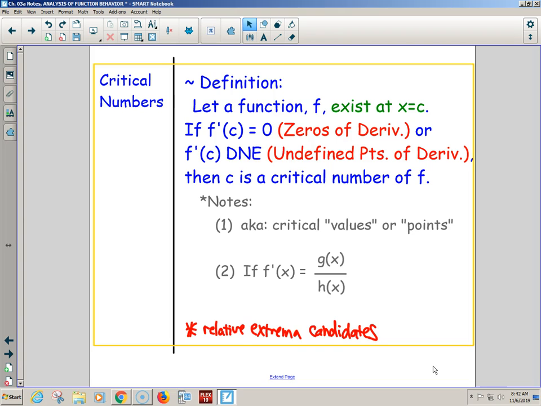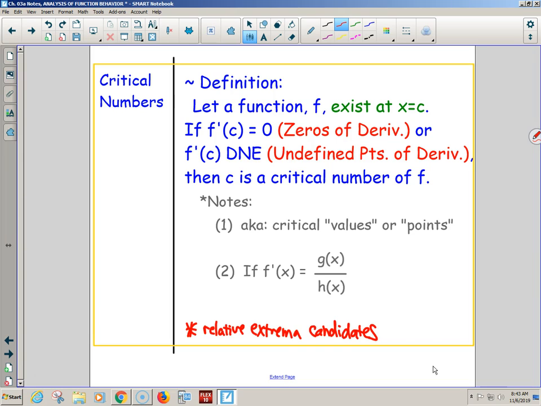How do you set something equal to 0? Okay, we've done that before. It's called x-intercepts. But how do we set something equal to DNE? Because these critical numbers are the candidates for relative extrema, and that's super important for knowing function behavior, function analysis, how do I set something equal to DNE?